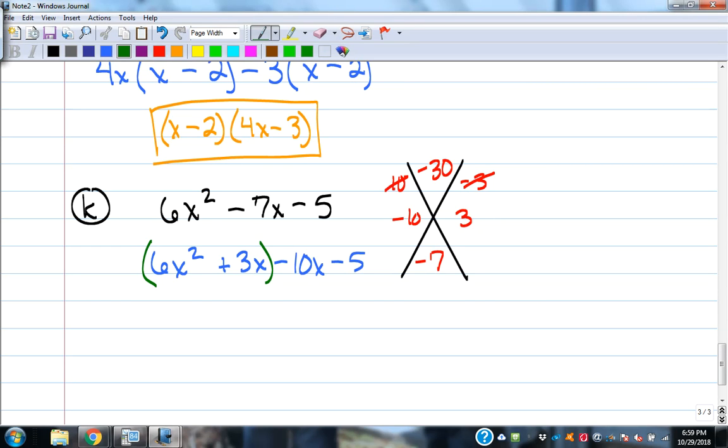What would the GCF of my first pair be? 3x. Leaving 2x plus 1. Second pair. 2. Try again. What kind of 5 am I pulling out? A minus 5. So what times negative 5 gets me negative 5? A positive 1. So that changes those signs in the middle. Remember?